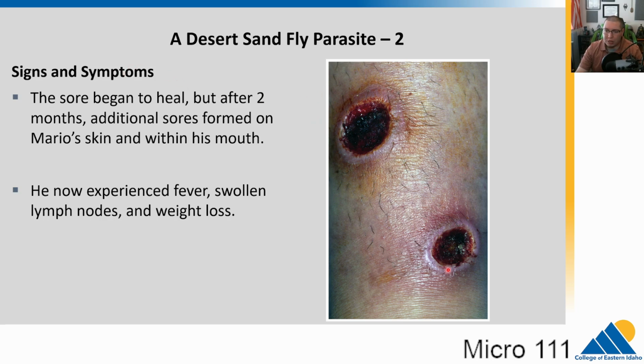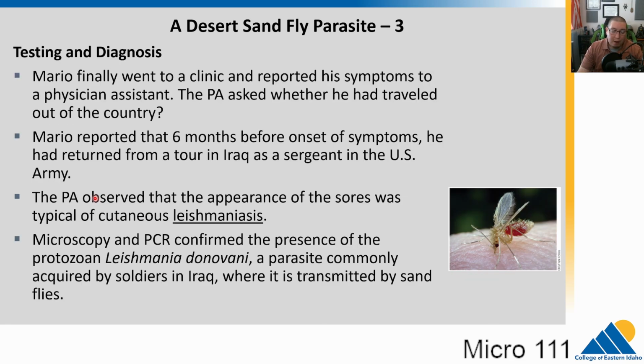These are pretty gnarly looking, raised border, deep craterous wound here. They started to heal, but after 2 months, they start to come back again. And this time they're coming back both on his skin and in his mouth. Now he's getting some other symptoms. He has fever, swollen lymph nodes, and weight loss occurring. So he finally goes to a clinic and reports his symptoms to a physician assistant.